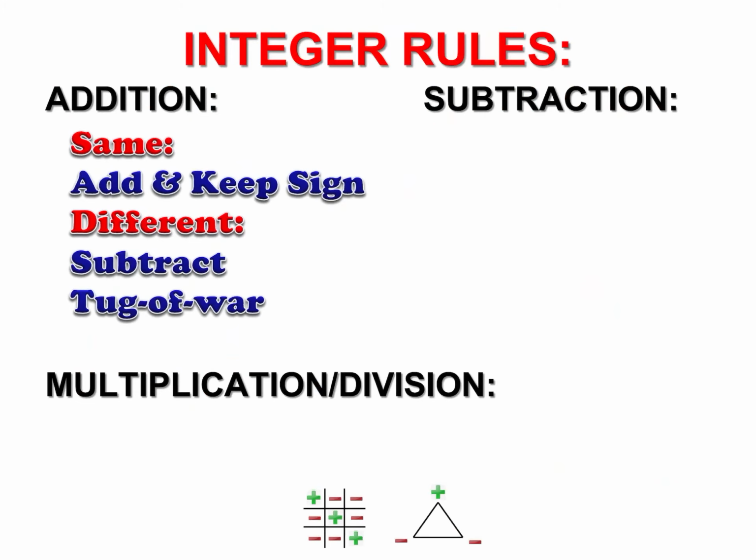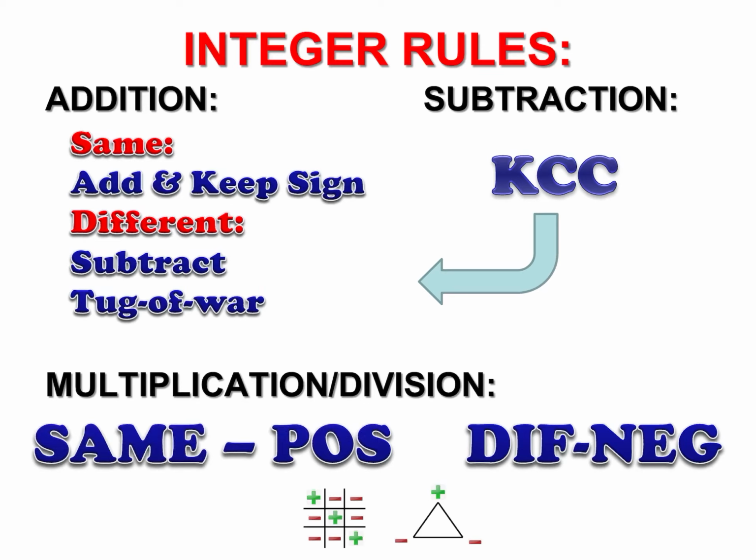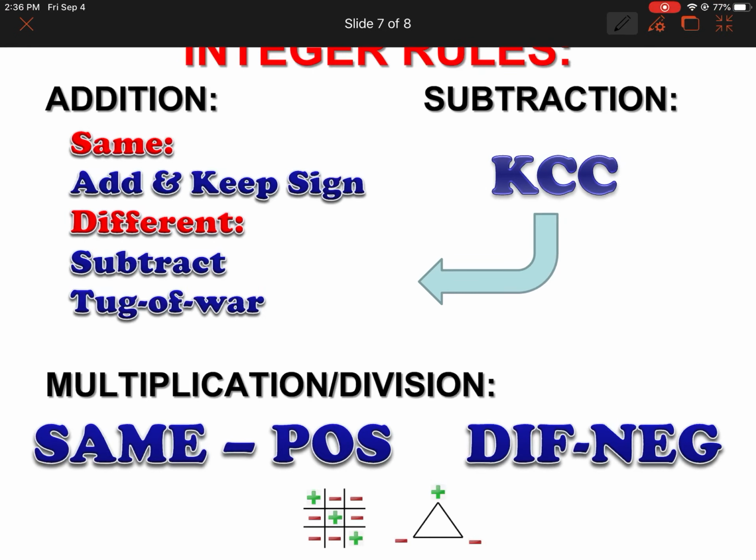So as a reminder, last unit we talked about addition rules. When it was adding and the signs are the same, you add and keep. When the signs were different, you subtract and tug of war. If it was subtraction, you did keep, change, change. And now we're adding to it multiplication and division. When the signs are the same, the answer is always positive. When the signs are different, the answer is always negative. You can make this quick little reminder. It doesn't take long. You can make either one of these reminders and draw it on your paper really fast, or you can do same, pos, diff, neg, and write that down.